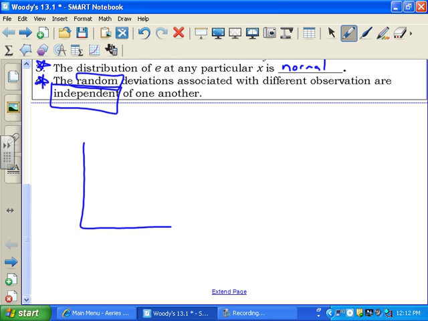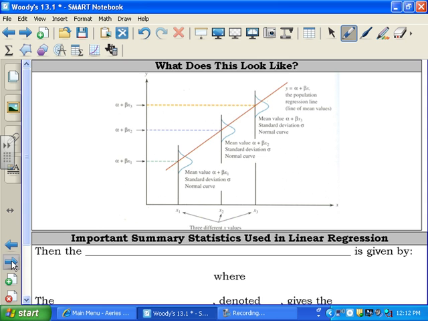I have a picture of it. I think the next slide I have a picture of it. It's a lot easier to see on a picture. Here. Okay? This is what I'm talking about for that error being normally distributed.